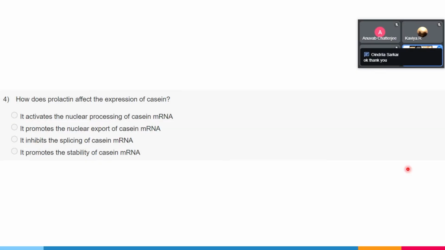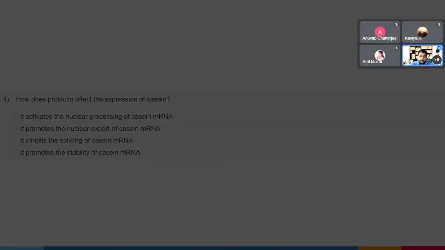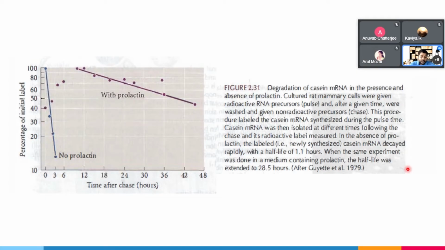So this one we have already, Oindrilla has also already answered, so I am not going to go through it again. The prolactin affects the stability of the casein protein. So this is the example that is given. So in the absence of prolactin, in a pulse chase experiment, so what exactly is a pulse chase experiment?